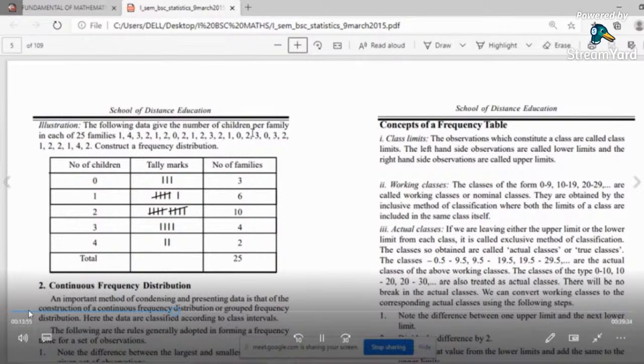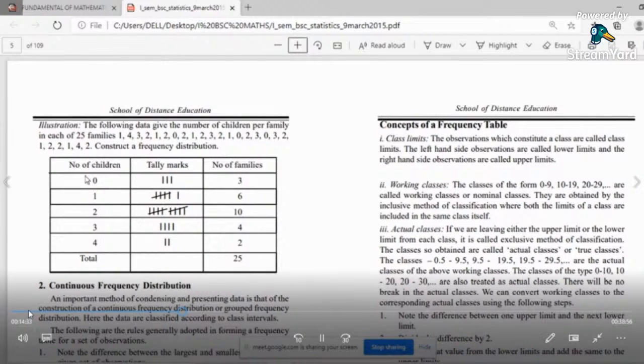The following data give the number of children per family in 25 families. That is, we are considering 25 families and recording the number of children. 1, 4, 3. For the first family, only 1 child is there. For the second family, 4 children. For the third family, 3 children, and so on. So you have the number of children for 25 families.